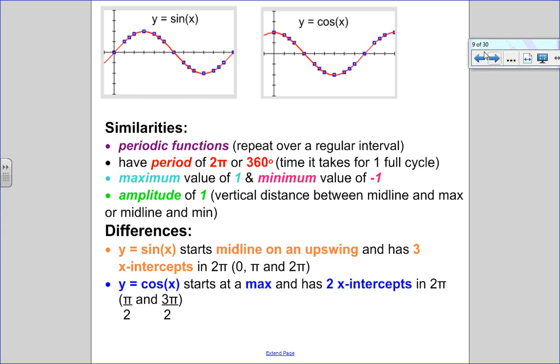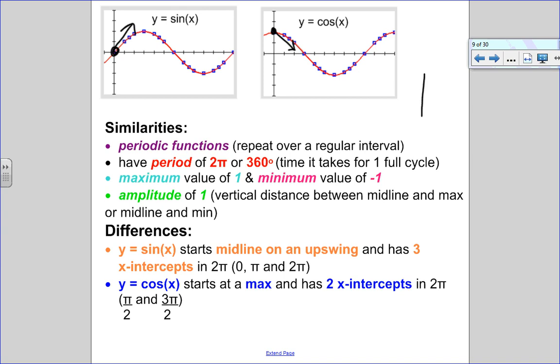Here's how they're different. Sine starts midline on an upswing. The start point is midline on an upswing. Cosine starts at the maximum, and obviously since it's the highest point, it would be a max and a downswing. So they have different starting points. Because they have different starting points, they also have different x-intercepts. So sine has its x-intercepts at 0, pi, and 2 pi. Cosine has its x-intercepts at pi over 2 and 3 pi over 2.